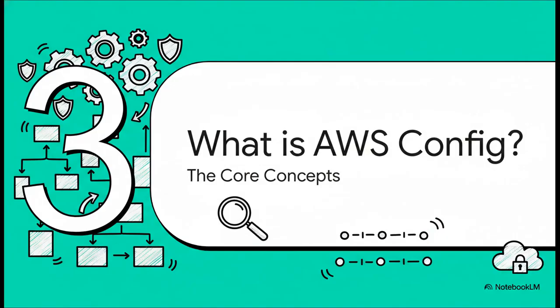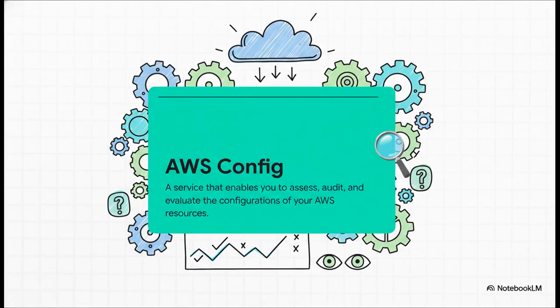All right, so let's put the spotlight squarely on the star of our show, AWS Config. Let's break down exactly what it is, how it works, and what you really need to know. So what is AWS Config, really? Well, at its core, it's a service that lets you assess, audit, and evaluate the configurations of all your stuff in AWS. The best way to think about it? It's like having a security guard who never sleeps, just constantly patrolling your cloud environment, 24/7, checking to make sure every resource is set up exactly according to your rules.